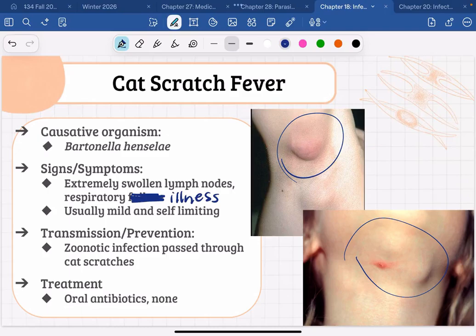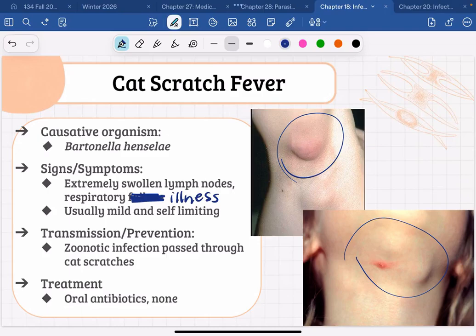The difference between cat scratch fever and tularemia, these are both zoonotic infections. They both cause very swollen lymph nodes. The biggest difference is that cat scratch fever is usually very mild. You get these swollen lymph nodes that can be very painful, but typically it's what we call self-limiting, which means your immune system is going to kill it off. So most people who get cat scratch fever don't have any long-term consequences. It's very unlikely to cause death, and it usually goes away on its own.